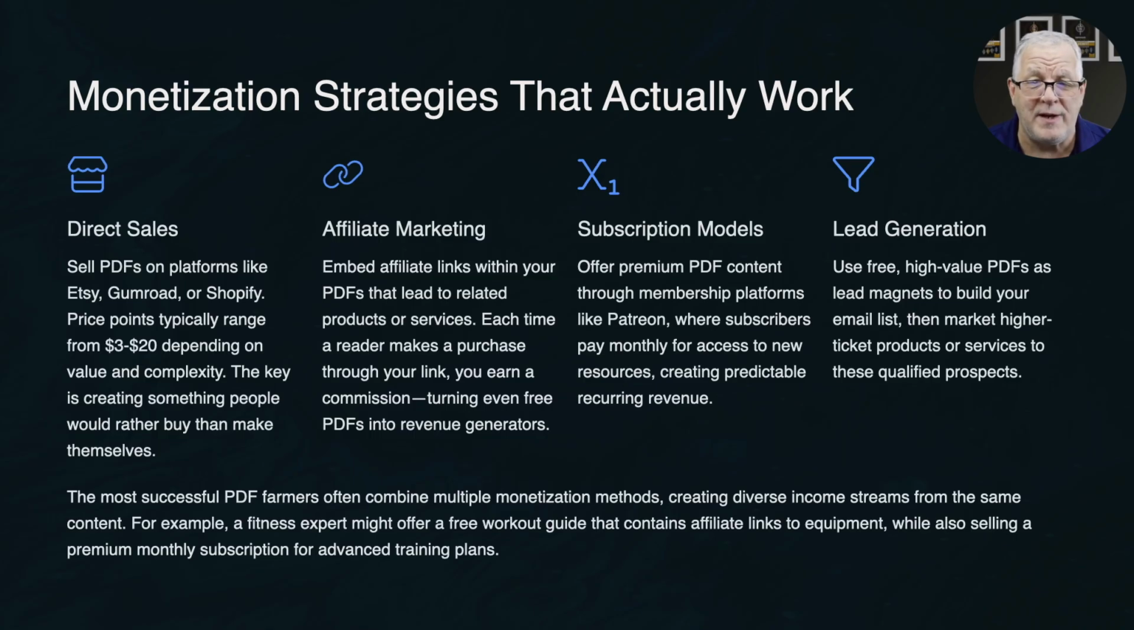Use free, high-value PDFs as lead magnets to build your email list, then market higher-ticket products or services to these qualified prospects. The most successful PDF farmers often combine multiple monetization methods, creating diverse income streams from the same content. For example, a fitness expert might offer a free workout guide that contains affiliate links to equipment, while also selling a premium monthly subscription for advanced training plans.